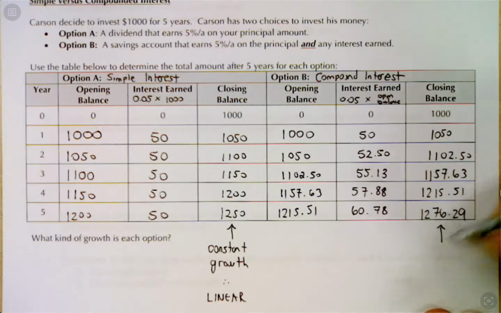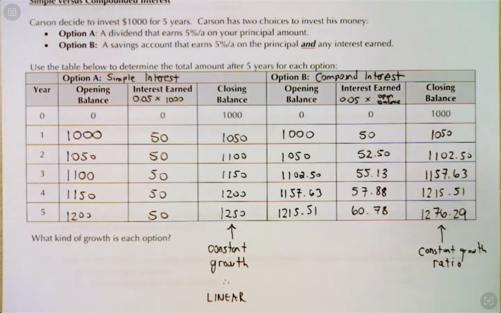So this is not called constant growth. This is called a constant growth ratio. And that may ring a bell. When you're growing by a constant rate, it's exponential growth.